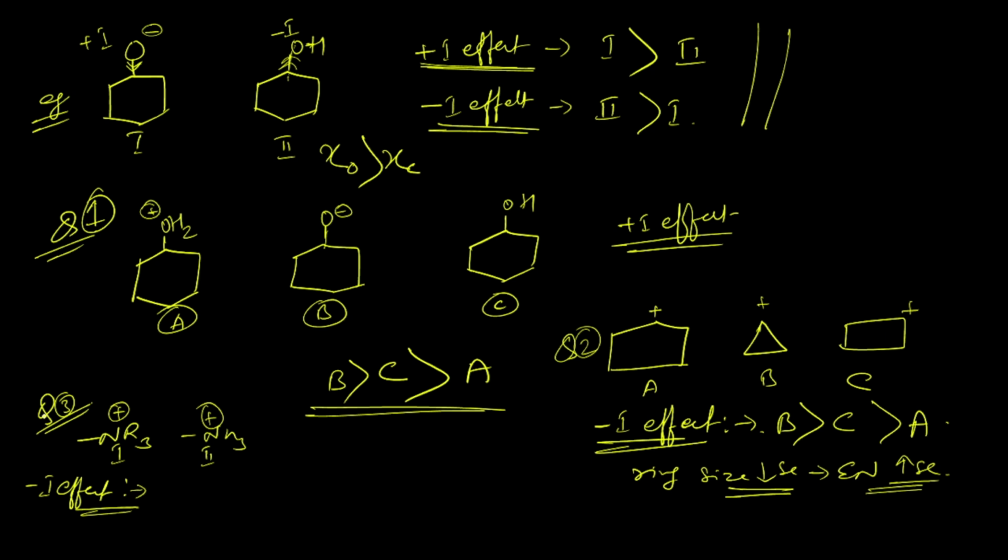What about this one? This is question number 3. See, if you are having doubt in this question number 2, you can directly contact me in the comment box, so we can further discuss how we write this minus I effect. Because the ring size decreases, the electronegativity increases. And if electronegativity increases, the minus I effect will be more. If more electronegative, then more minus I effect. So B will be more electronegative than C, then A, right?